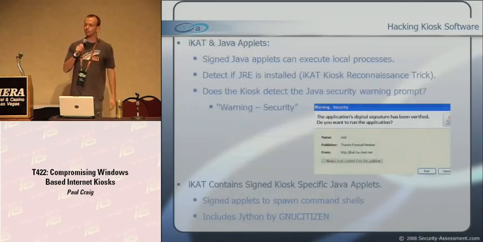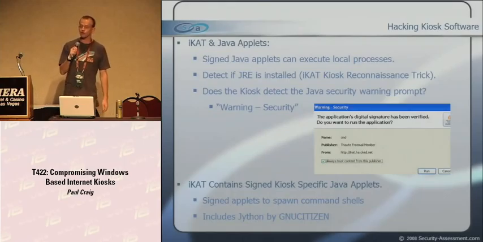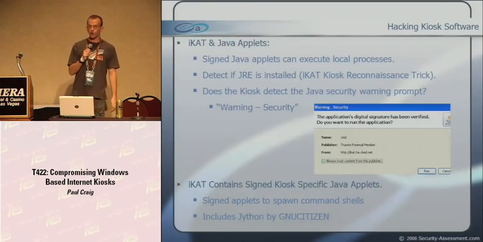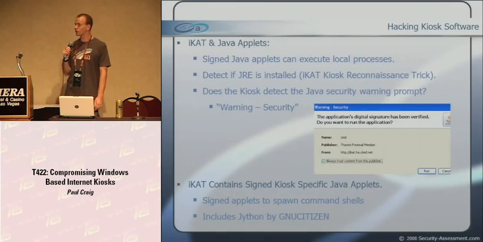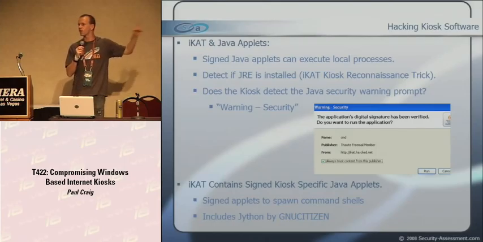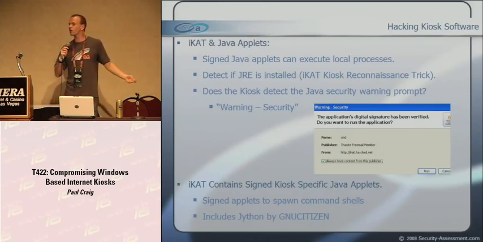Okay, iCat and Java applets. Okay, so signed Java applets can execute local processes. Did anyone know this? Yeah? Most people knew this? No one? Oh, yeah. All right. So who knew that you can actually get a Java signing cert for free? Yeah, that's pretty good. I'm a bit of a cheap ass. So you can detect if a JRE is installed by using the iCat reconnaissance trick, the first thing I showed you. And that'll basically tell you if Java is installed.